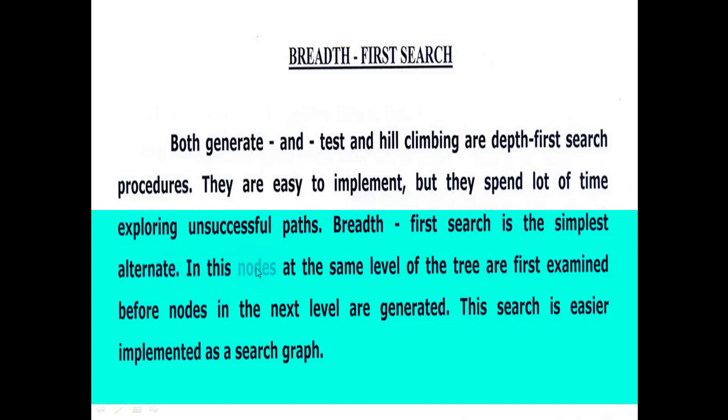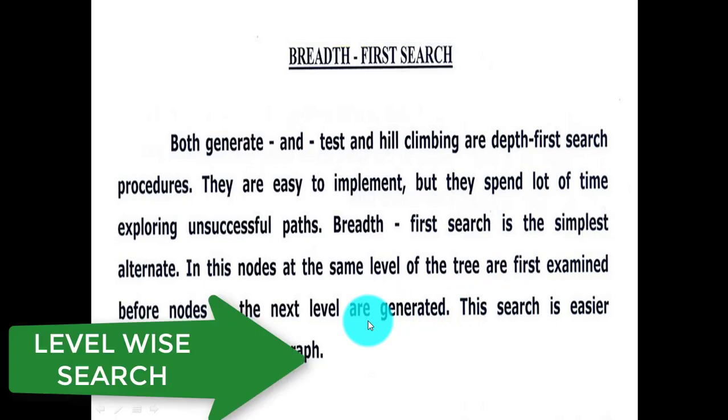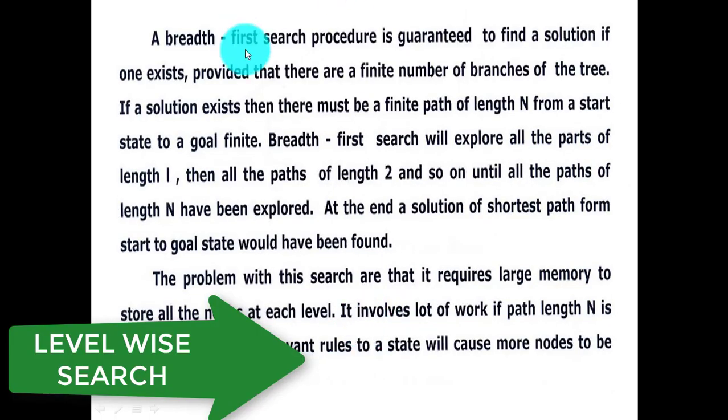But breadth-first search is the simplest alternative. In this, nodes at the same level of the tree are first examined before nodes in the next level are generated, just opposite to depth-first search. Here we search level-wise. This search is easily implemented as a search queue.